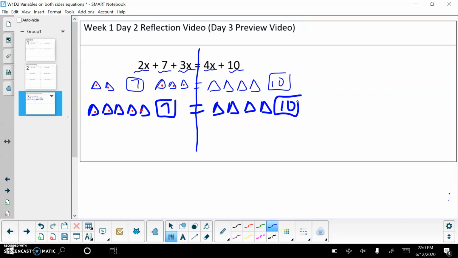So I'm not going to go over the solving part. We're just going to notice how this is a little bit different, and you might need to rearrange things and get your triangles together. It does help when you start to do the solving steps, and this is what we're going to be seeing tomorrow, with this extra step of rearranging or combining.